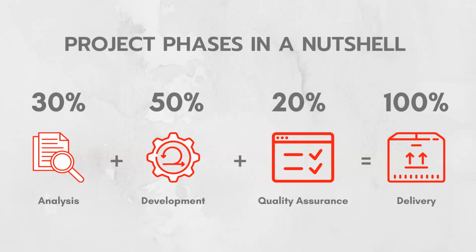Now, if we had to map a timeline around these phases, out of the 100% project effort, 30% effort is consumed during the analysis phase, 50% effort is consumed during the development phase, and 20% effort is consumed during the quality assurance phase, which gives the 100% outcome, which is your delivery. Now, these are the four phases in a project.